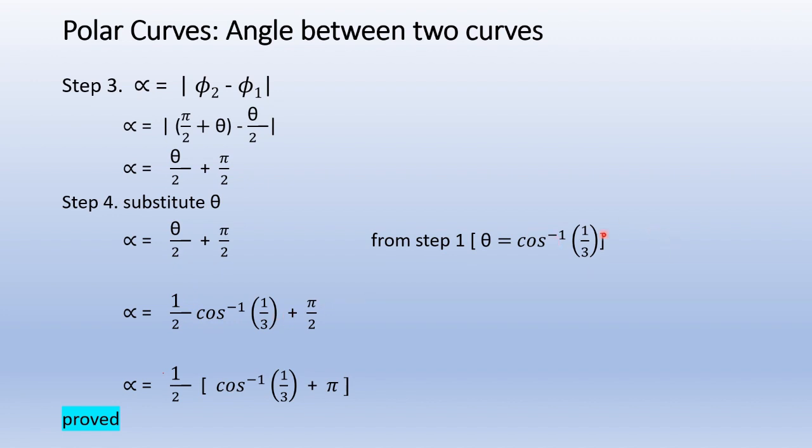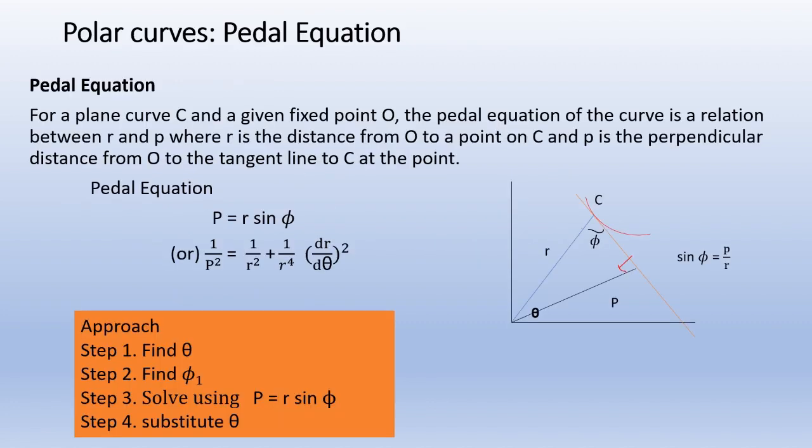Pedal equations. Pedal equation. For a plane curve C and a given fixed point O, the pedal equation of the curve is a relation between r and p, where r is the distance from O to a point on C and p is the perpendicular distance from O to the tangent line to C at the point. Pedal equation p is equal to r sin phi, or 1 by p square is equal to 1 by r square plus 1 by r to the power 4 times dr by d theta whole square. The length of the perpendicular from the pole to the tangent of the polar curve can be calculated with these equations.